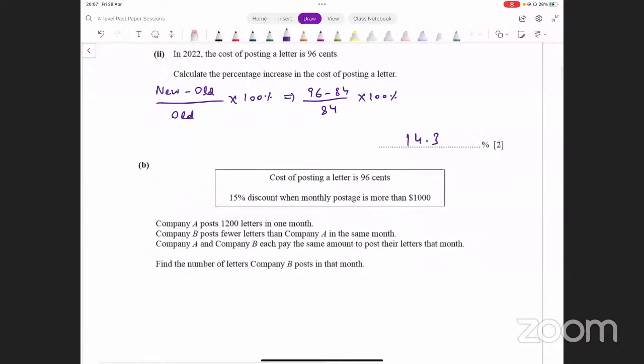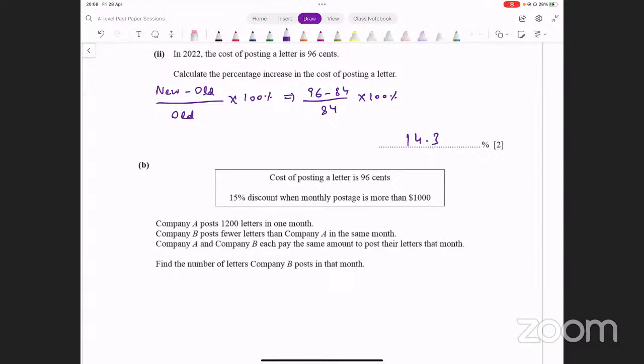Now, part B says, company A posts 1,200 letters in 1 month. Here it says the cost of posting a letter is 96 cents, with a 15% discount when the monthly postage is more than $1,000. So if you post more than $1,000 within a month, you get a 15% discount on it. That's what it states. Now there's a company A that posts 1200 letters in 1 month. There's a company B that posts fewer letters than company A in the same month. So company B posted fewer letters than company A.